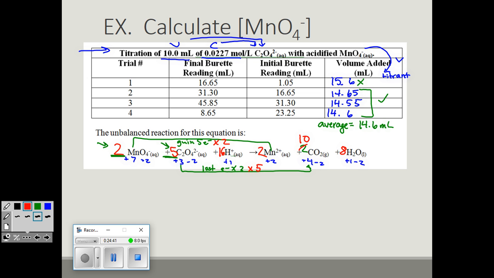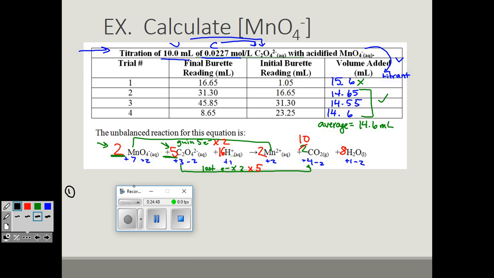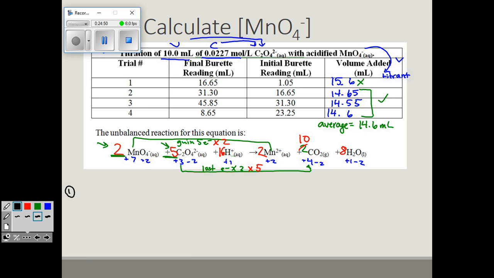So we're going to follow the same 3 steps that we followed in the first example. First step is to calculate the number of moles for my known substance. So essentially, which of the two things do I already know how many moles I have of? Well, I know the volume and the concentration of C2O4 negative, so I could figure out how many moles.